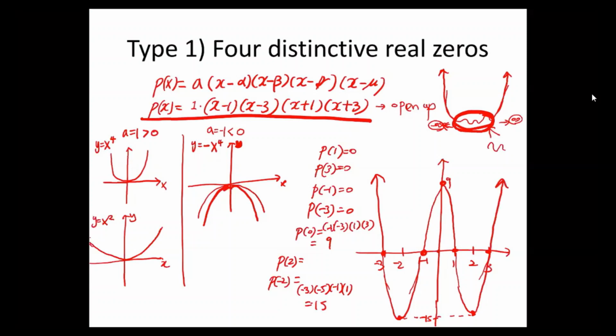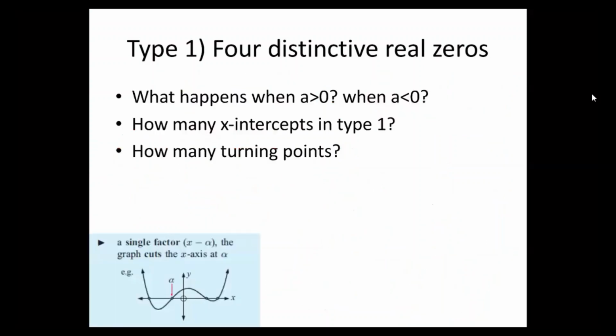So generally the curve opens up, but locally in the center, it's going to have up and down, like local maximum and local minimums. Okay, are you okay, guys? Can I move on? Yeah. Okay, very good. All right, so number 1, type 1 is 4 distinct real zeros.